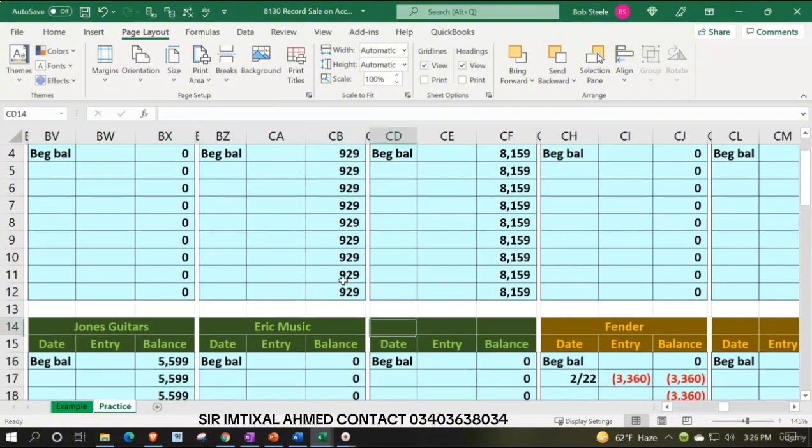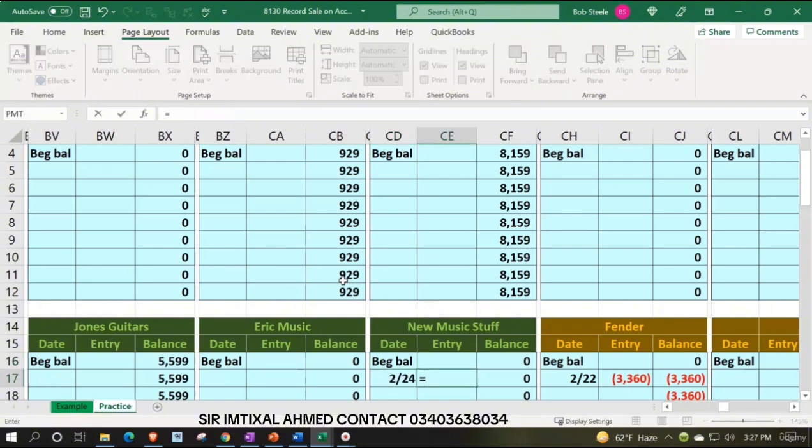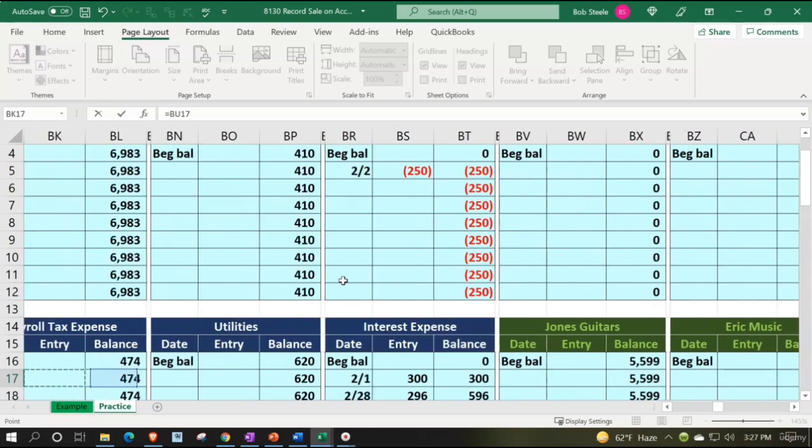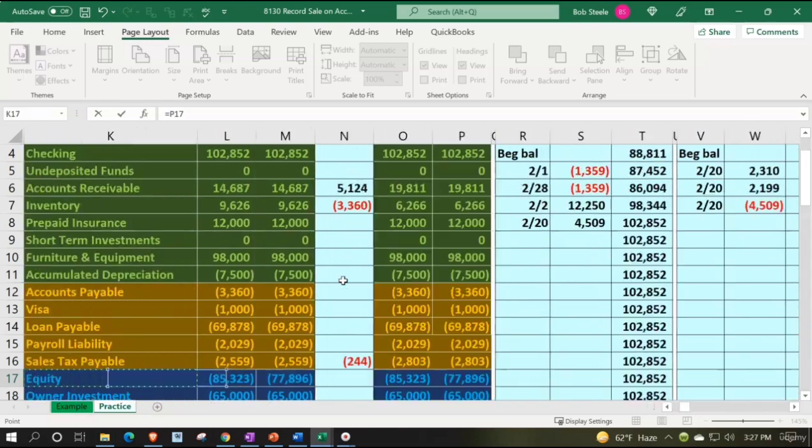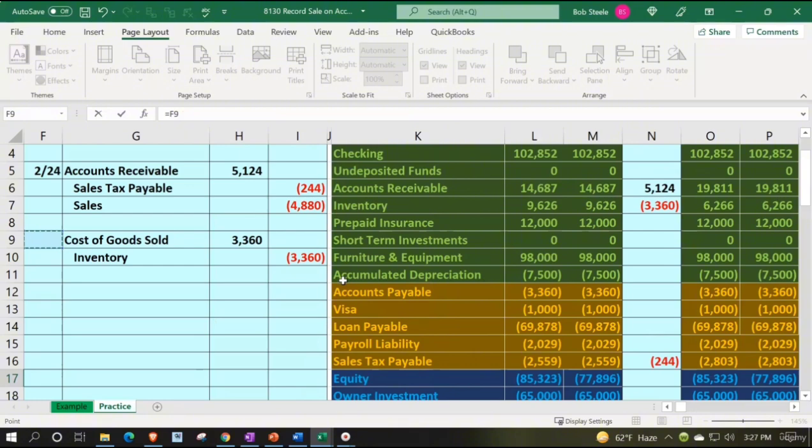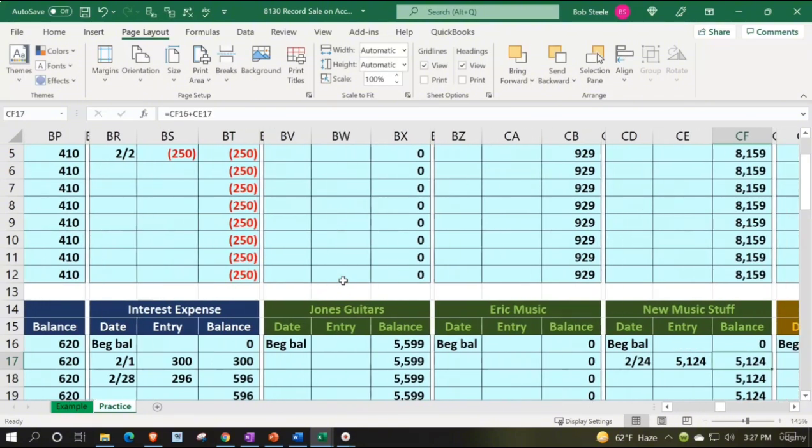And then on 224, we're going to say we had a new customer down here. I'm going to add them in CD14. We're going to call them New Music Stuff. That's what they call themselves, apparently. 224, and this is going to be equal to, in CE17, left to the wall, up to the accounts receivable, 5124. So there we have that.